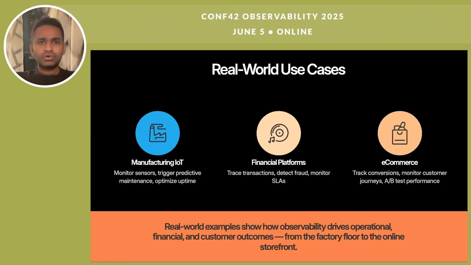In this slide, we'll talk about real world use cases. Various use cases are applicable; I'm just discussing a few of them, which is manufacturing IoT. It helps monitor sensors, trigger predictive maintenance, and optimize uptime. For financial platforms, trace transactions, detect fraud, and monitor SLAs. E-commerce: track conversions, monitor customer journeys, A/B test performance, and many other things. Real world examples show how observability drives operational, financial, and customer outcomes from the factory floor to the online storefront.